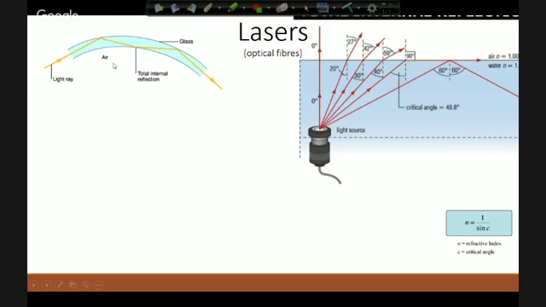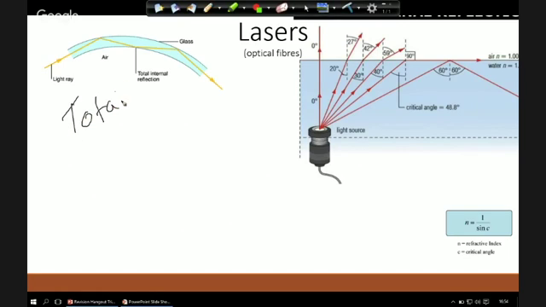Now, how this works is that the ray of light is totally internally reflected inside the glass fiber. You might think that, well, if it's glass, surely the light is going to come out. So totally internally reflected, otherwise known as TIR. And we can see that each time it hits this side of the glass, it totally internally reflects, but not at all angles.